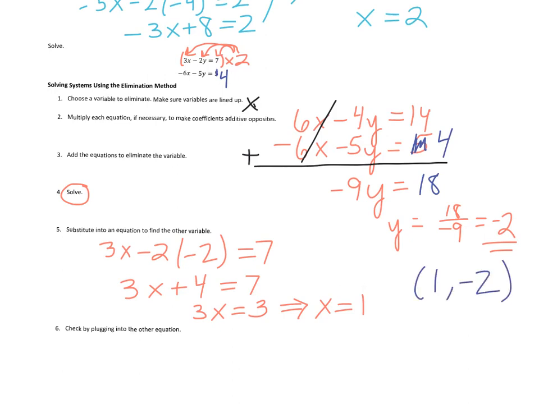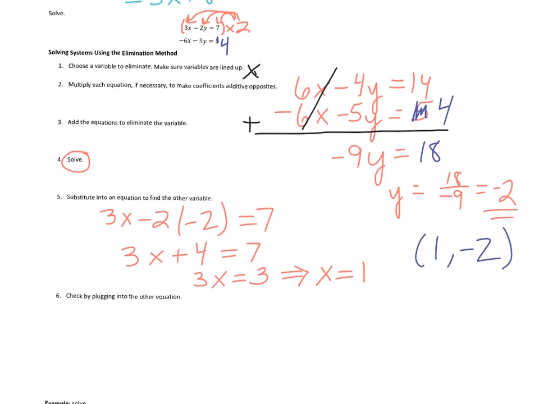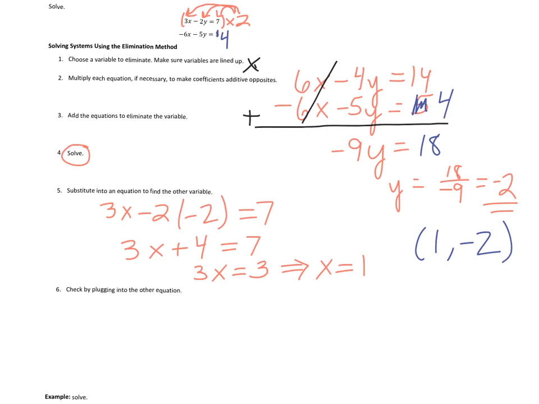So let's go ahead and check our work. We used the top equation to find our ordered pair. So now let's use our bottom equation to check. So negative 6x minus 5y should be 4 after our edit. And negative 6 plus 10 is indeed 4. So we're good to go. And that's how we're solving systems using the elimination method.